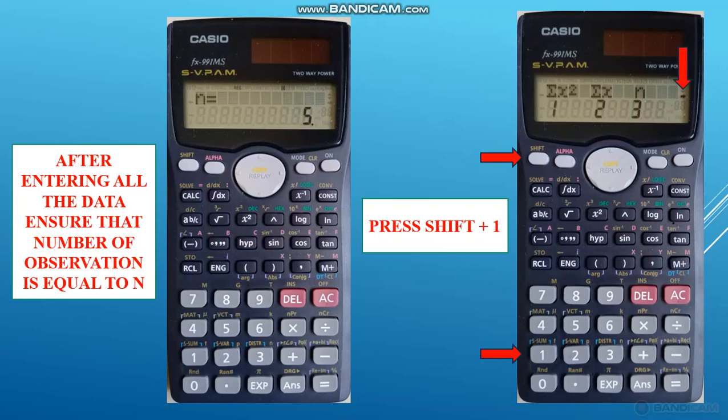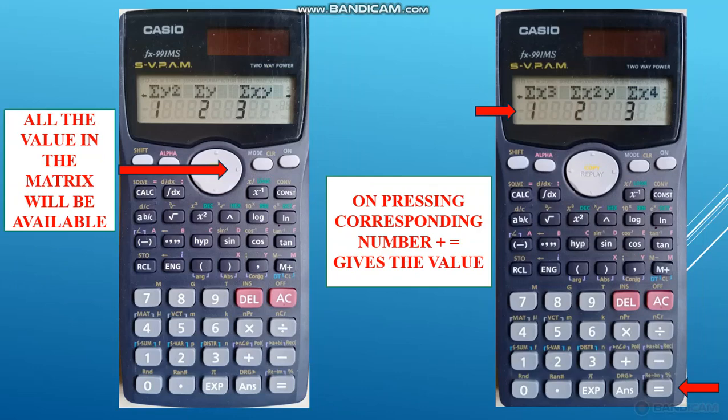After feeding the data, you press shift plus 1. If you press shift plus 1, you can see in the display summation of x square, summation of x, and n. If you go right side with the replay button, you can see summation of y square, summation of y, summation of x into y. Similarly you go right side, in the replay button you can see summation of x cube, summation of x square y, and summation of x power 4. That is all the values of the matrix will be available now.